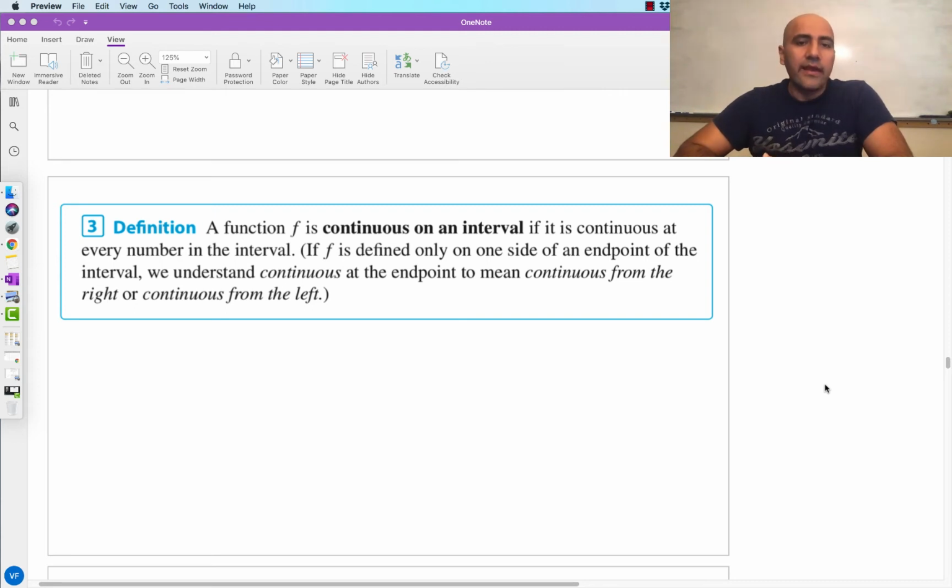Okay, a function f is continuous on an interval if it is continuous at every number in the interval. If f is defined only on one side of an endpoint of the interval, we understand continuous at the endpoint to mean continuous from the right side or from the left.